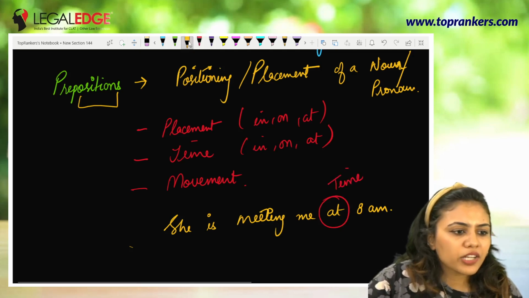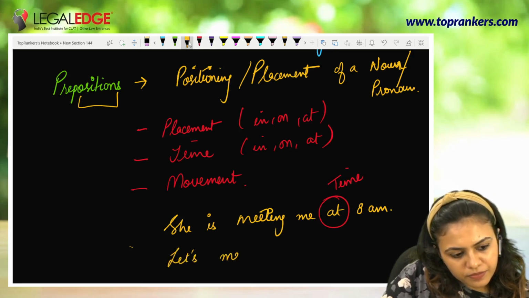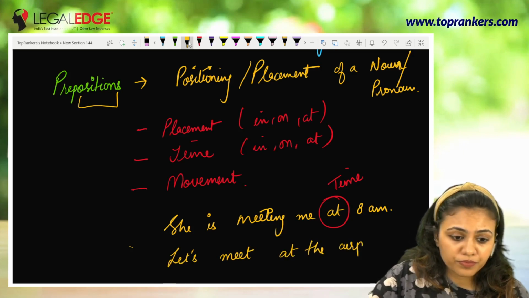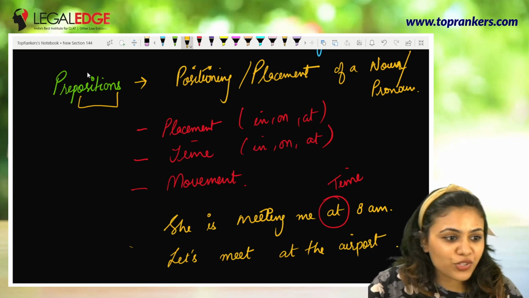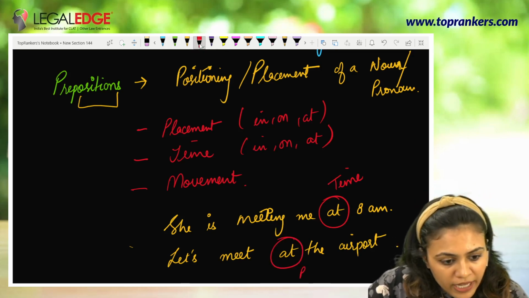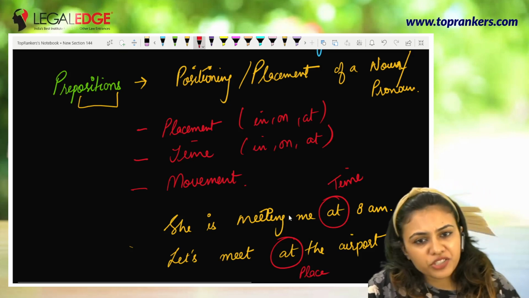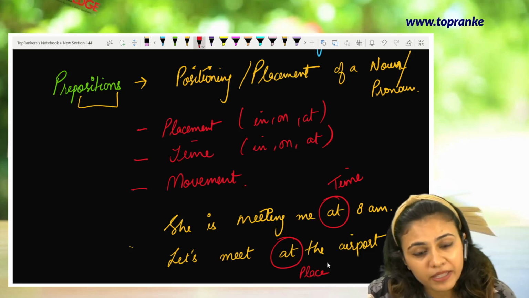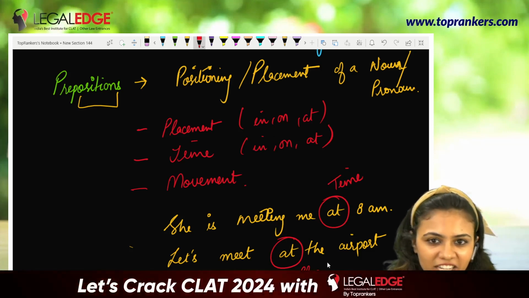But वहीं पे ही, if I change this example, let's meet at the airport. Now here I'm talking about a place, right? The destination itself. And here again the preposition is at, but यहाँ पे वो क्या बता रहा है? Place बता रहा है, the placement, right? So ऐसे ही कुछ कुछ prepositions होते हैं जैसे in, on, at जो दोनों में ही आते हैं. I'll meet you on Sunday, यहाँ पे time बता रहे हैं. The book is kept on the table, यहाँ पे placement पता चल रही है. Right? Are you getting the difference?